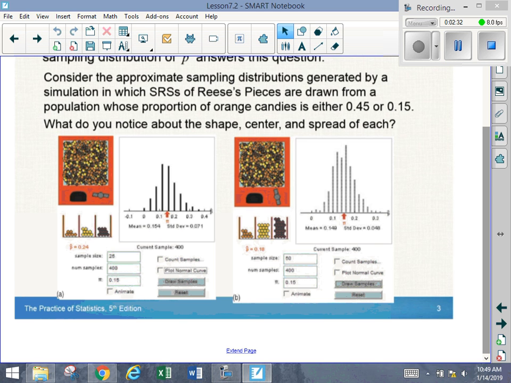Why did I say orange counties? Orange candies. Orange County is a cool place, but that's not what we're talking about. So, where is it?